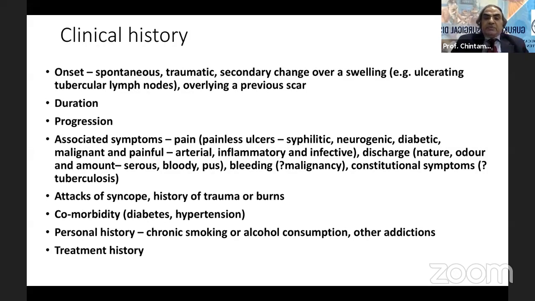You'll also take a history of constitutional symptoms like tuberculosis, any attacks of syncope, and history of trauma or burns. Naturally, you know why. Syncope will point toward an ischemic history. There can be embolic phenomena in the form of blackening, blackouts, syncope, or ulcers developing in the terminal parts. In personal history, you will take a history of chronic smoking. Smokers have poor healing. Why?